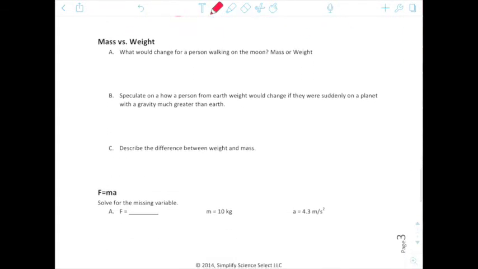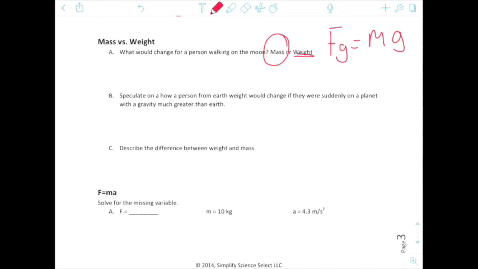Looking at the difference between mass versus weight, it says what would change for a person walking on the moon, mass or weight. Your mass is a set amount of matter, and it doesn't change where you are in the universe. Weight does, though. Weight is dependent on gravity, because weight is force of gravity. That is our mass times the acceleration due to gravity.